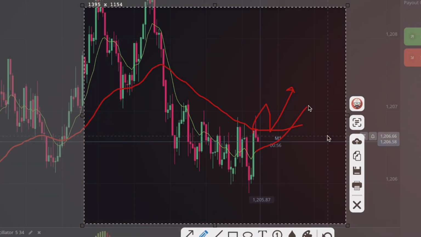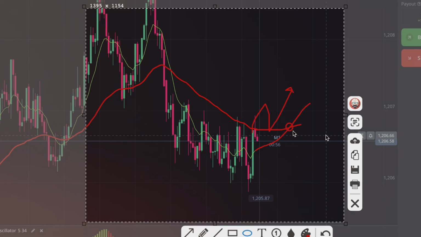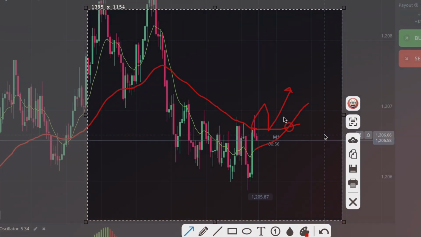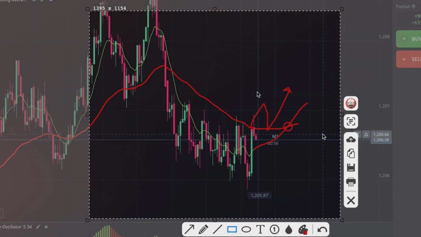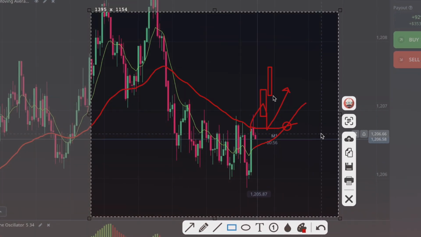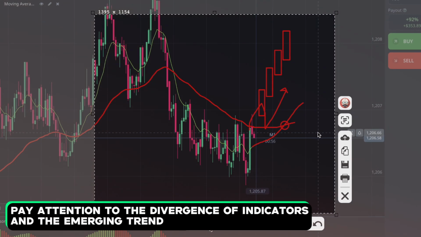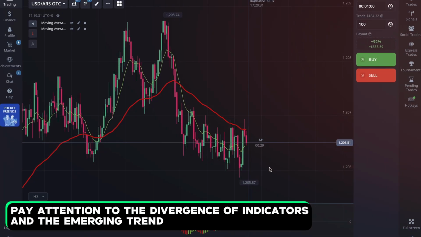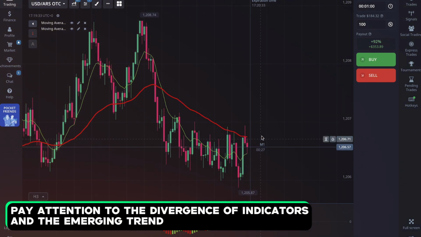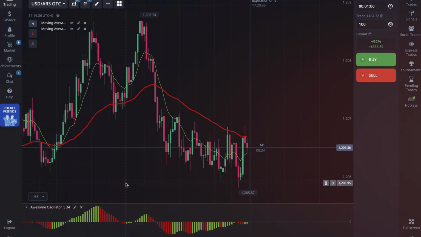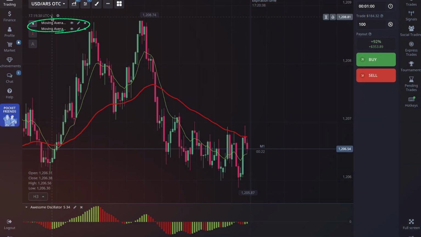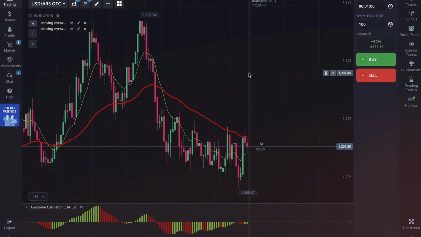Usually, many people are used to open trades at the crossing of these lines, but frankly speaking, the chart in this case will be very high and we would be entering risky trades. Therefore, we will pay attention to the divergence of indicators and the emerging trend. The Awesome Oscillator and moving average will help us in this. So let's look further.